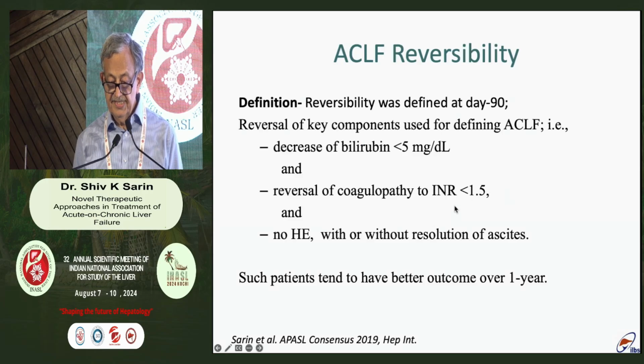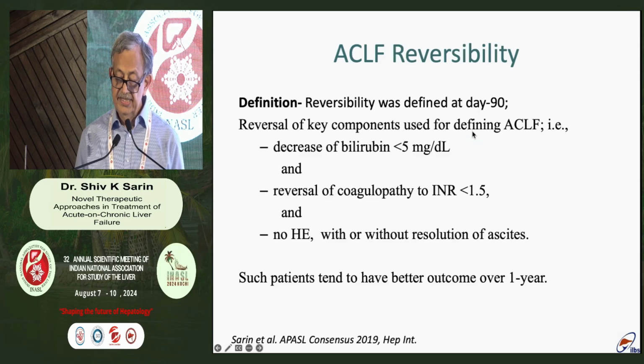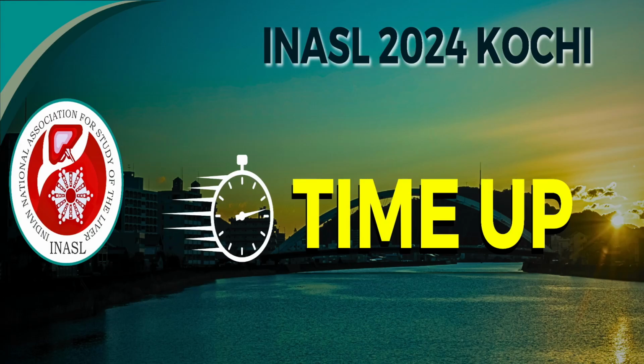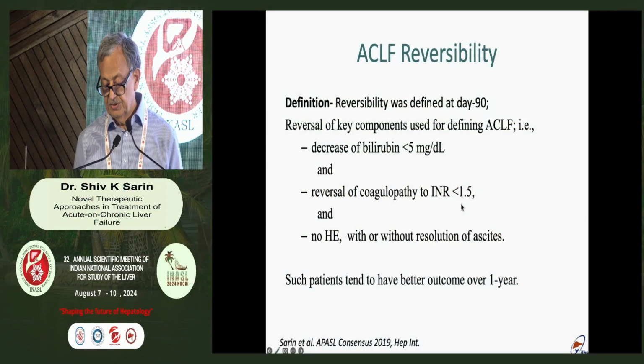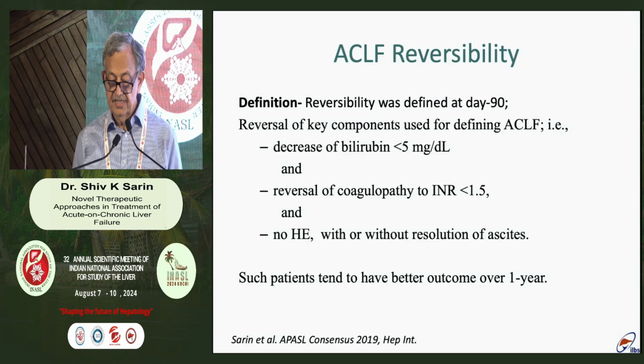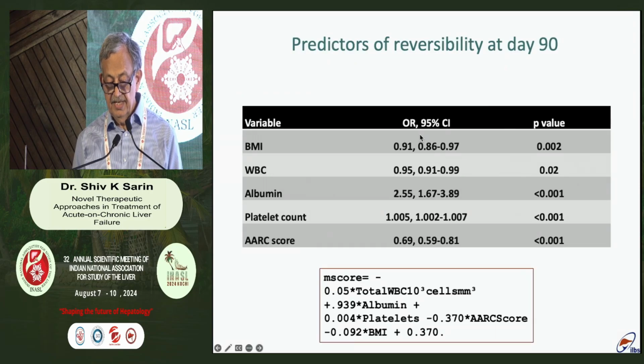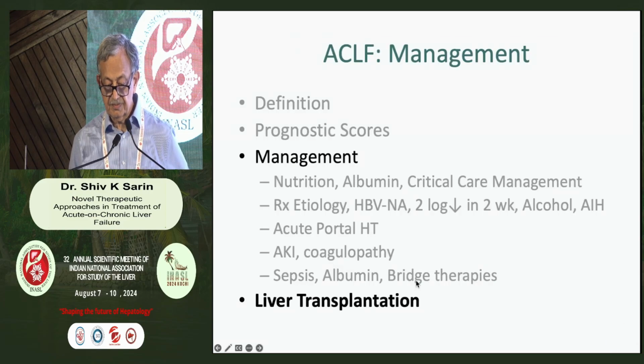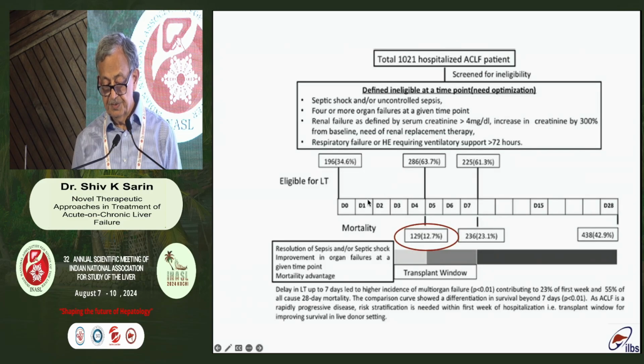A concept of ACLF reversibility is, if you have a patient who from earlier ACLF criteria now has bilirubin of less than 5 and INR of less than 1.5, then you may have a resolution of ascites at the end of 1 year, and those who have a reversal have low BMI, better WBC, albumin, platelets and ARC score. Liver transplant is a good option. Our main aim is to convert. From day 0, only 34% are transplant eligible. In the first 4 days, Ashok has shown that 63% can be transplant eligible.